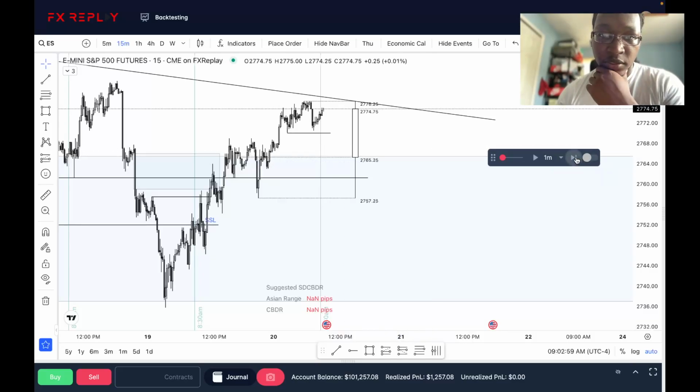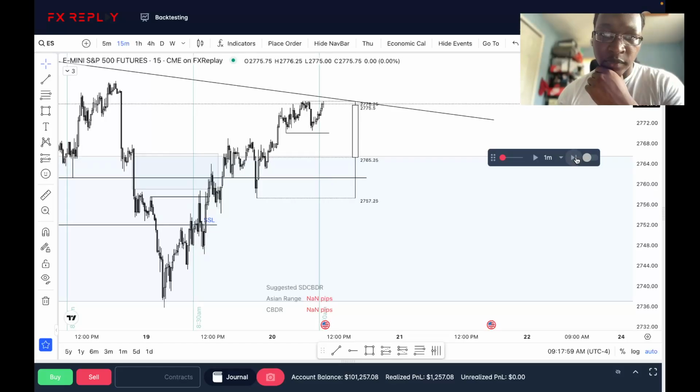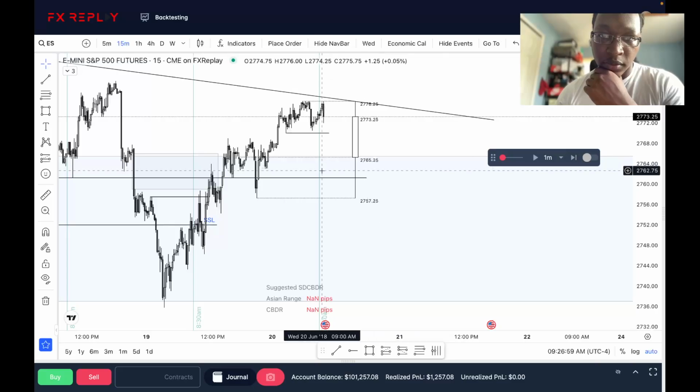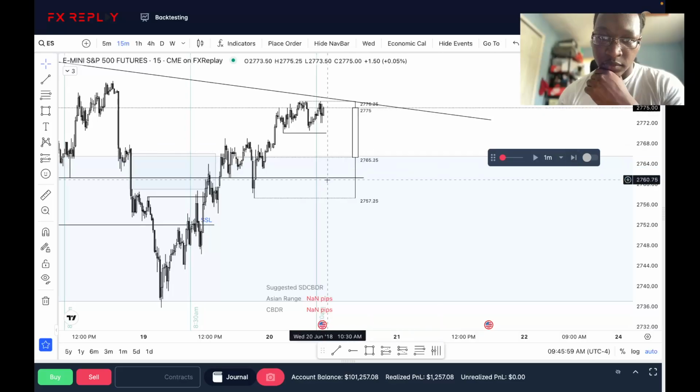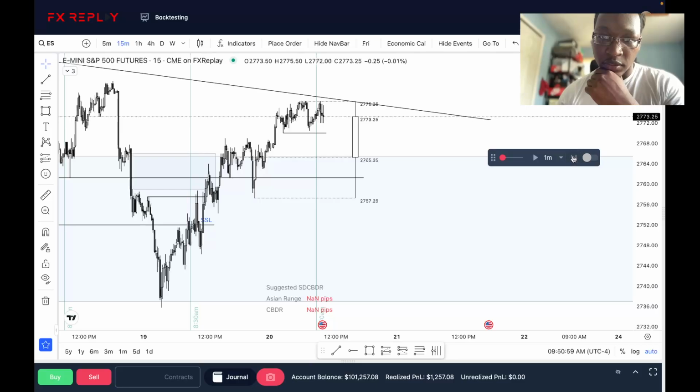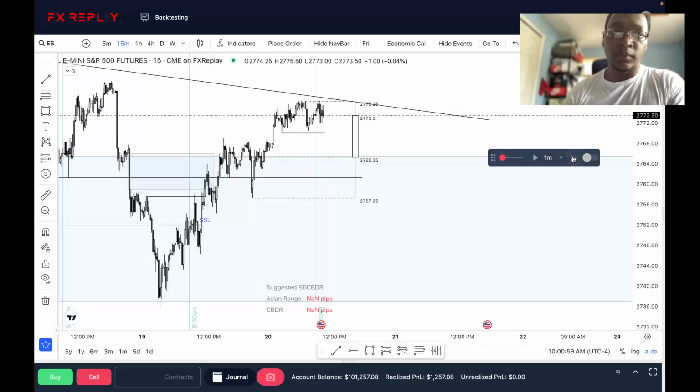Okay, let's see what happens. This is 9 a.m. This is 9:15. Oh, 9:30 is about to open. We're about to generate some buy side liquidity. This is 9:30, right? Yep. 9:45. Still want to see that sell side level taken. Patiently waiting.